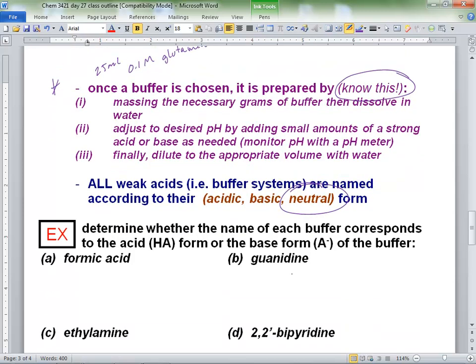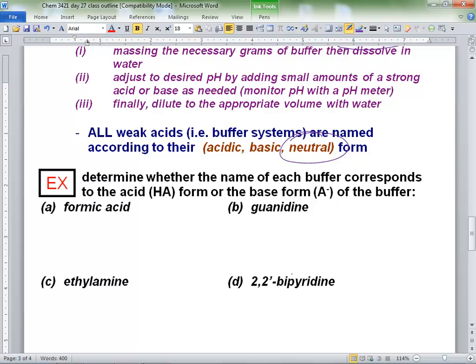Okay, so we need to practice this. We really don't need this so much for today as we will for the next class period. But you want to be able to figure out what is going on here. So determine whether the name of each buffer corresponds to the acid or the base form. In that table, the neutral form could be the conjugate base form, or it could be the conjugate acid form. It just depends on which form is neutral.